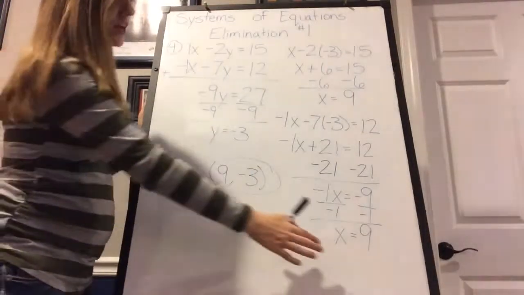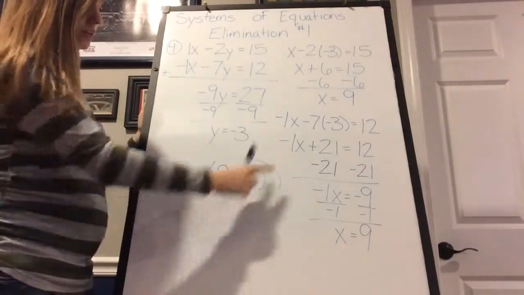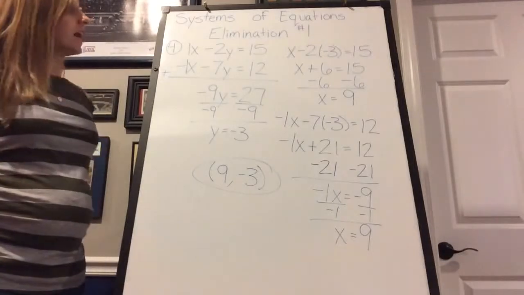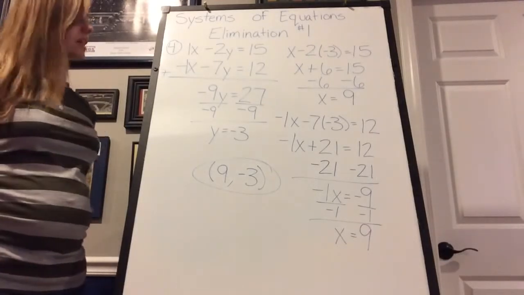So my answer, I put x first, x is 9, and then y is negative 3. So 9, negative 3 is our solution for problem number 4. And that's the end of our lesson on systems of equations using elimination, lesson number 1.